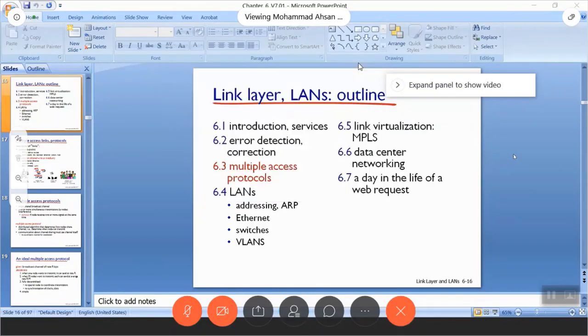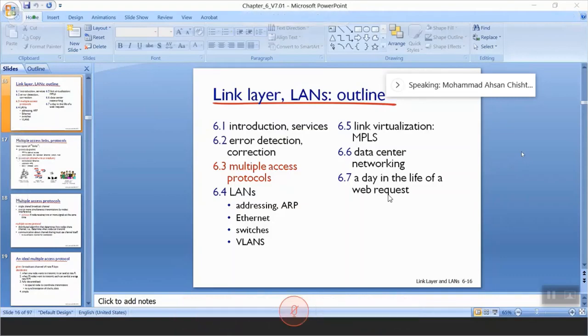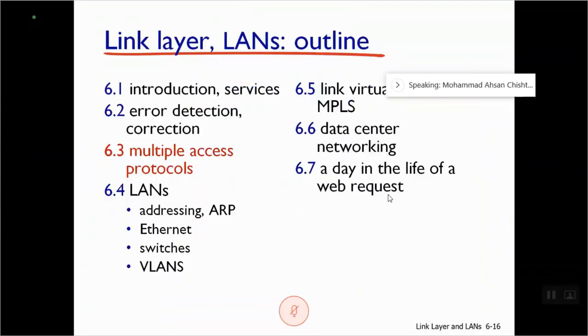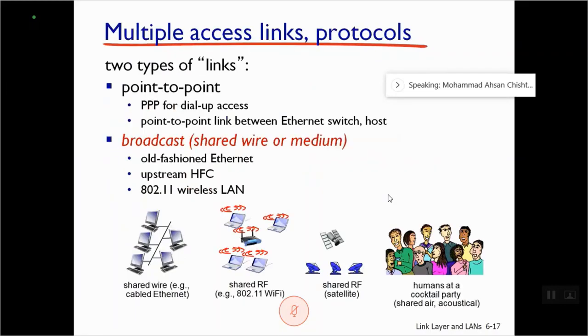So after the error detection and correction, the first one was framing: how do the services provided by the data link actually make the frames? The second one is how it checks and detects the errors. Today's lecture would basically deal with multiple access protocols. And to understand what a multiple access protocol is, let me go back to this slide.